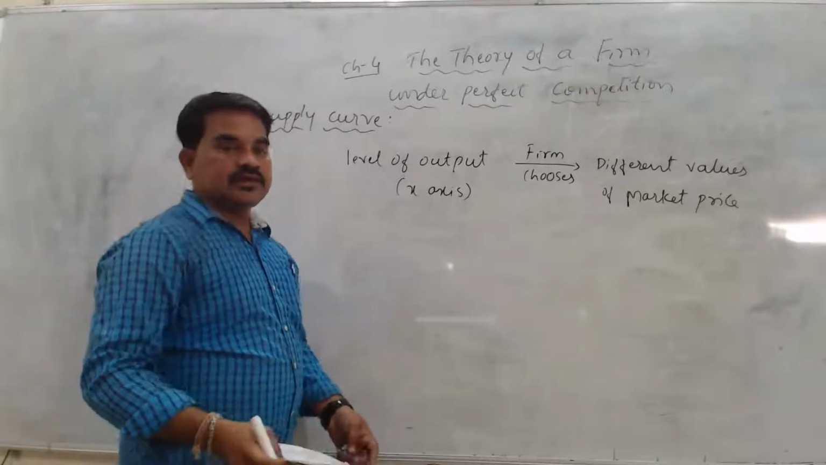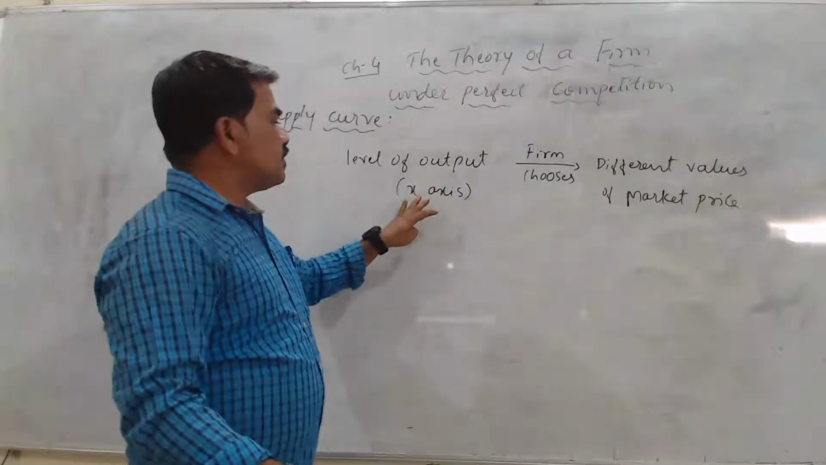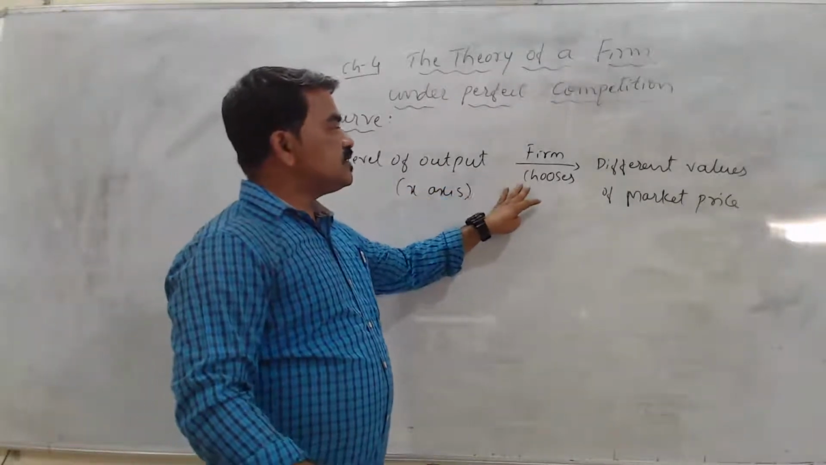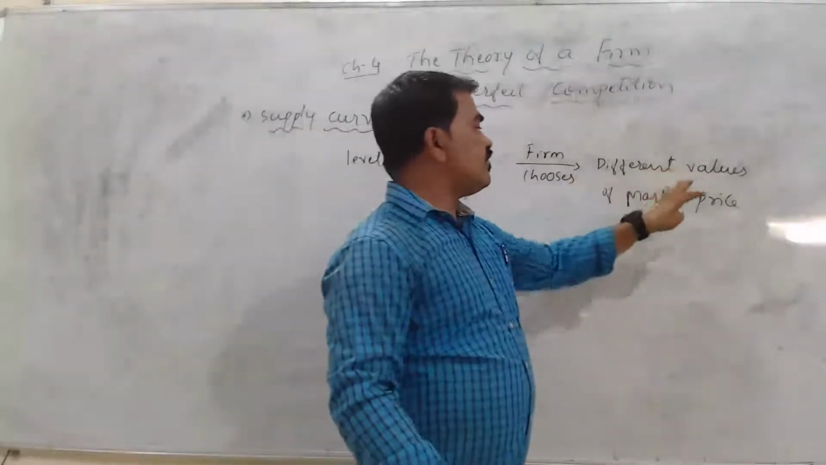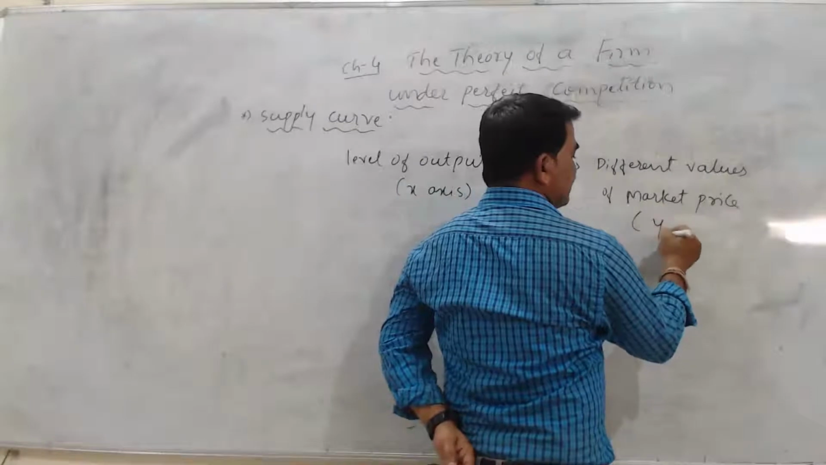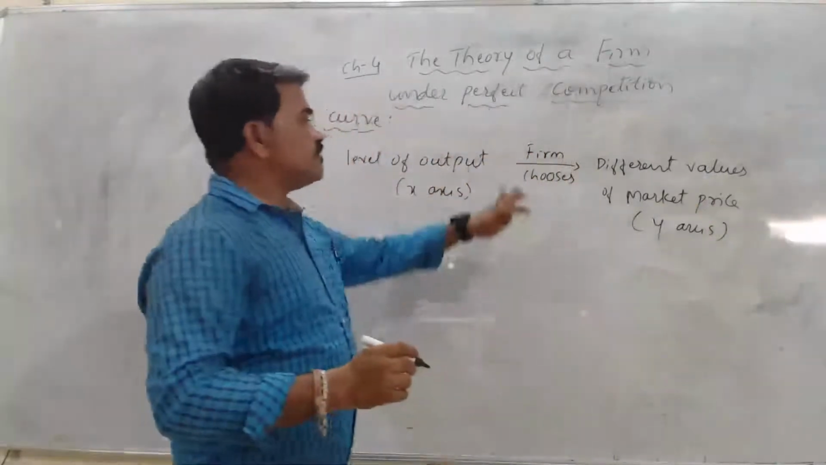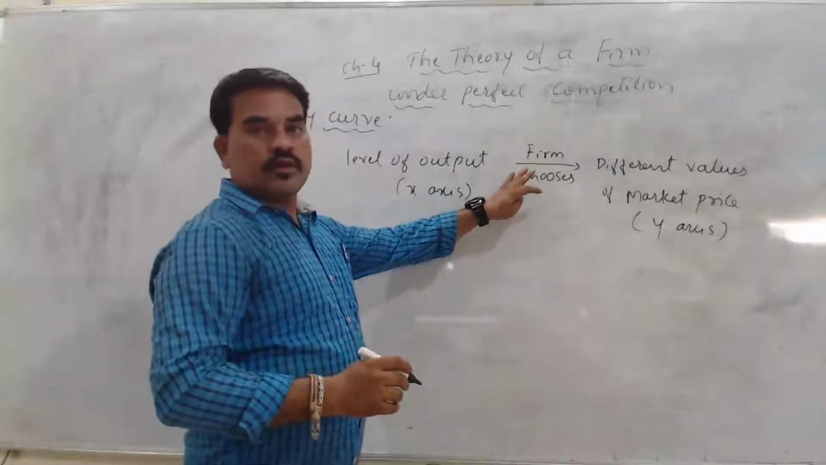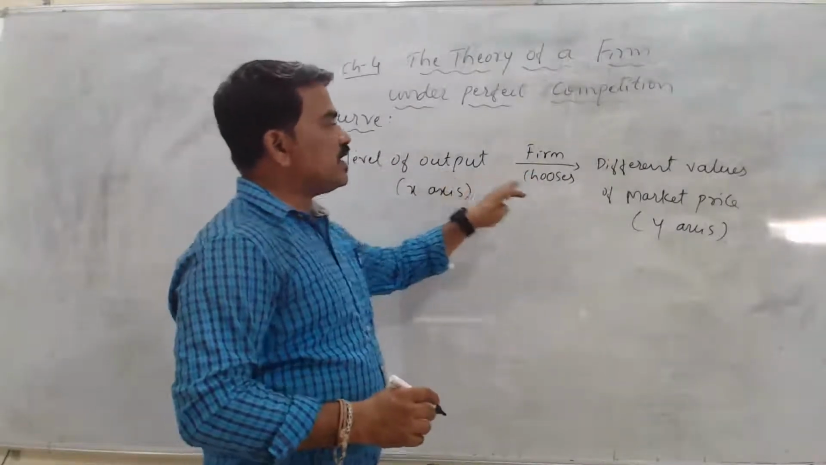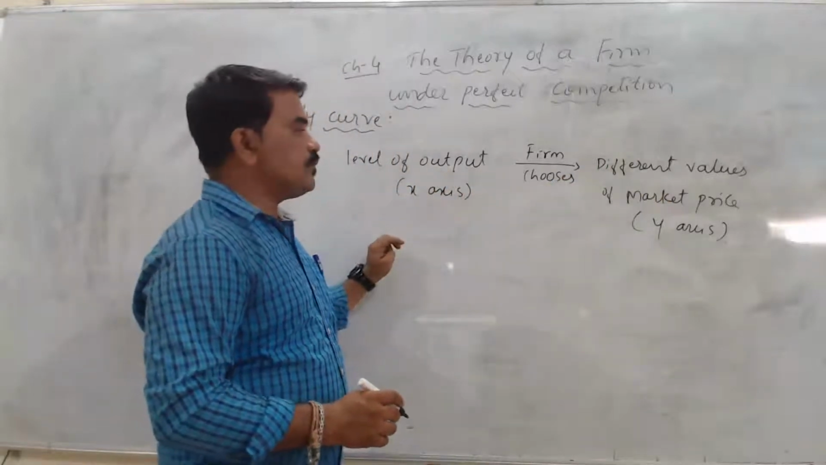In simple words, the supply curve is the level of output, which we consider on the x-axis, that a firm chooses at different levels of market price. Market price we will consider on the y-axis. So what is the firm's decision? How much output it wants to select at different market prices. That we call the supply curve.